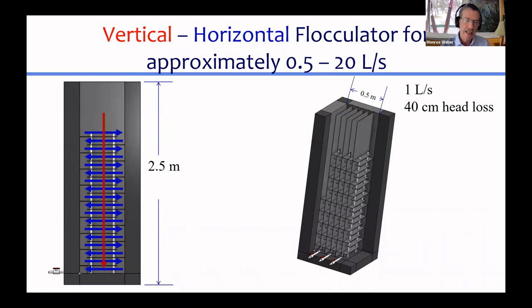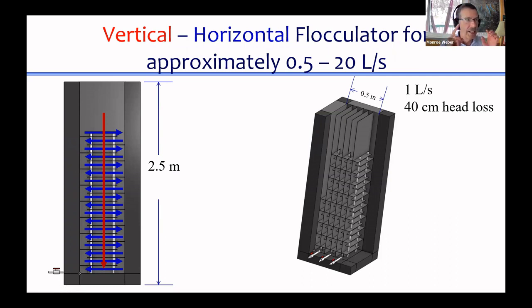And this flocculator has flow that, at the big scale, is going down one channel and then up the next channel. So you see in this picture here, flow is going down one channel and then across in between and then up the next channel. And then over to the next channel and down. So it's up and down, up and down, up and down. So that's vertical. That's the first word, it's vertical.